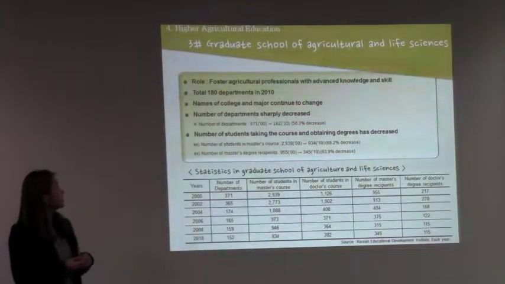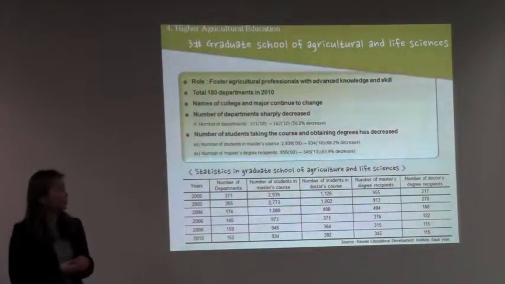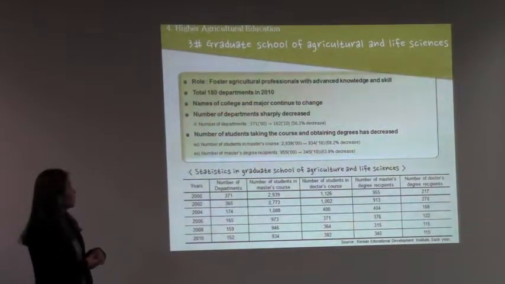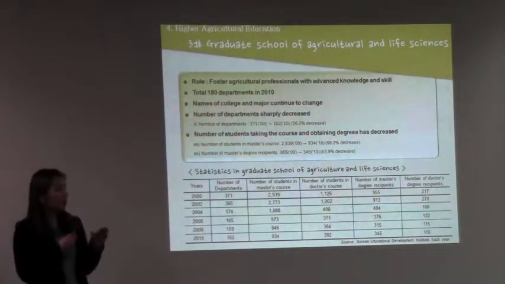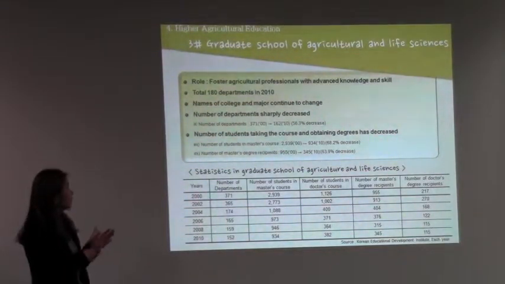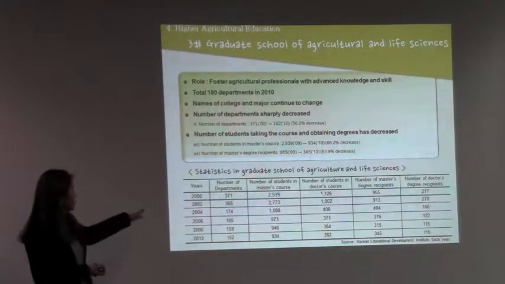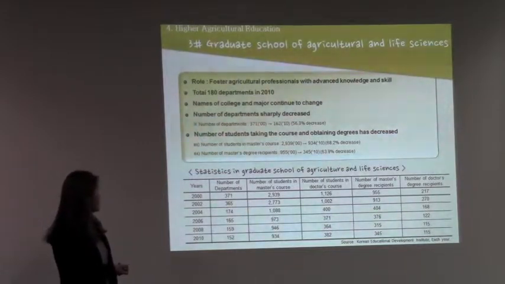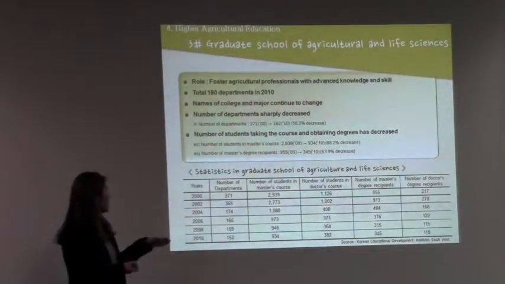And the last one is the Graduate School of Agriculture and Life Science. Their role is to foster agricultural professionals, and there are a total of 180 departments in Korea. Also, the numbers of departments and students are decreasing too.